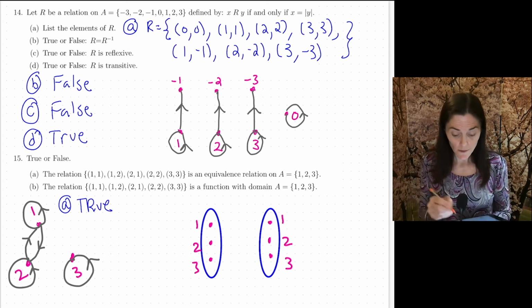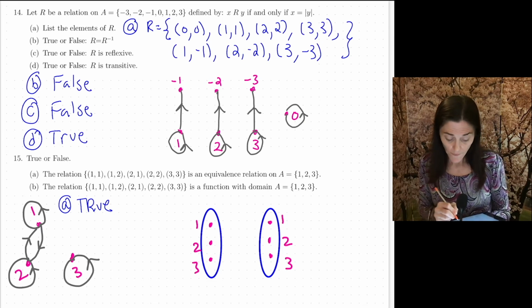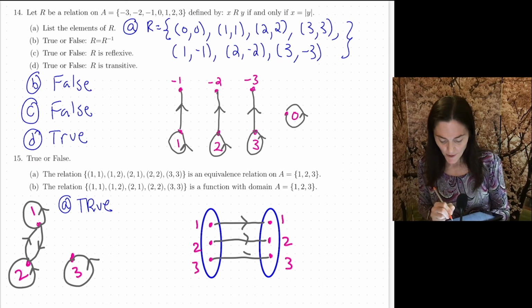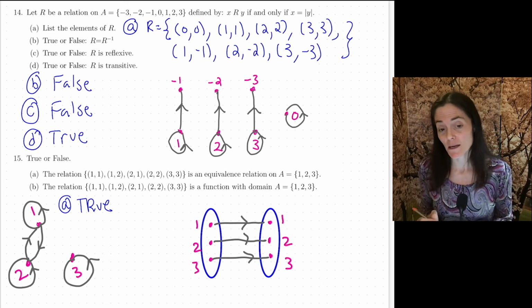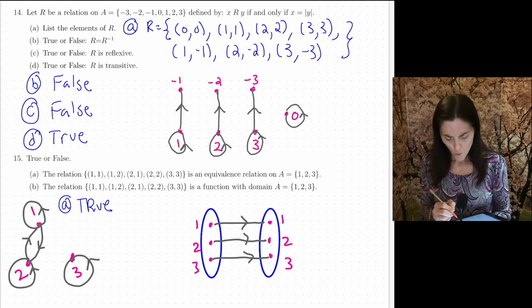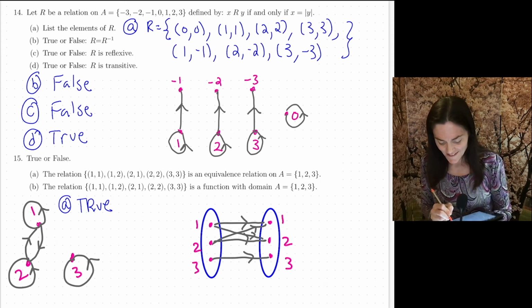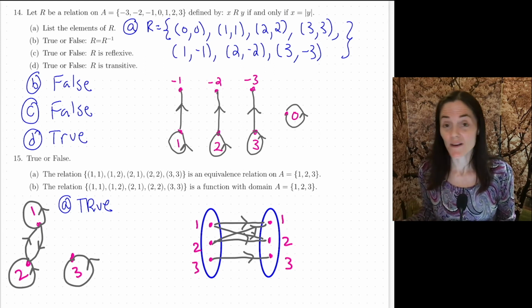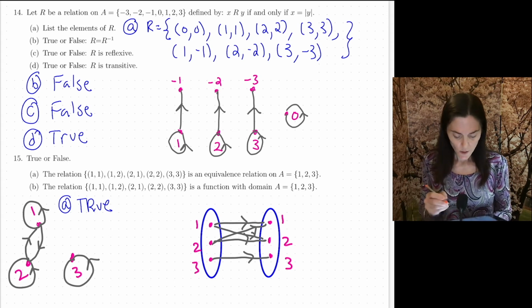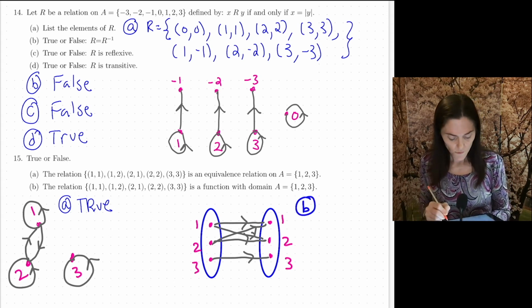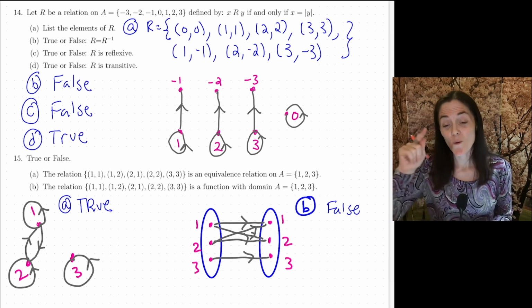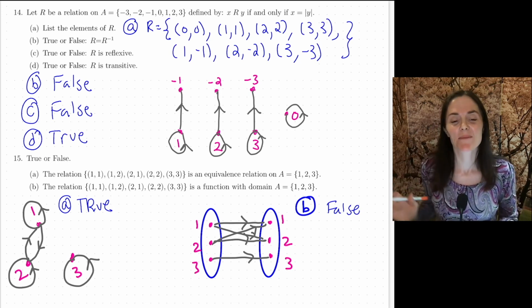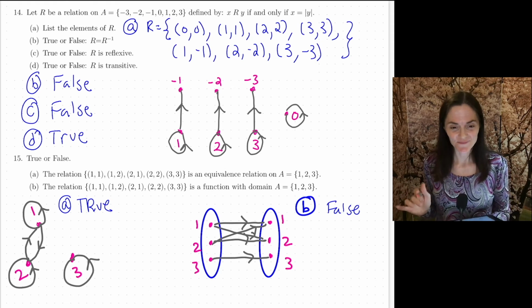Now, letter B, let's think about this in the function world. Well, we have a lot going on. 1 maps to 1. 2 maps to 2, 3 maps to 3. This would be a function, but there's more. 1 maps to 2, 2 maps to 1, and this is it. Now, look at this. Is this a function? No, it's not. So part B is false because elements 1 and 2 have 2 arrows coming out of them. This is not a function.